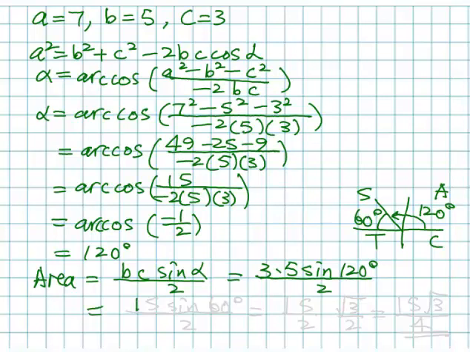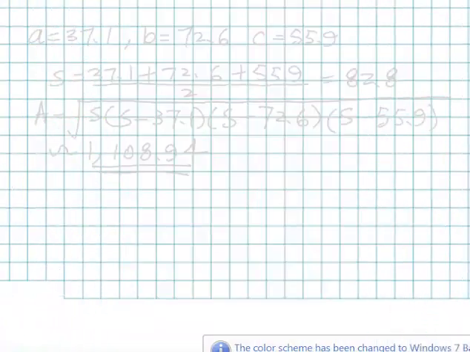Then the area equals 15 times sine of 60 degrees over 2, the same as 15 halves times square root of 3 over 2. Sine of 60 degrees is root 3 over 2. The result, 15 times root 3 over 4, exactly the same as what we got before.